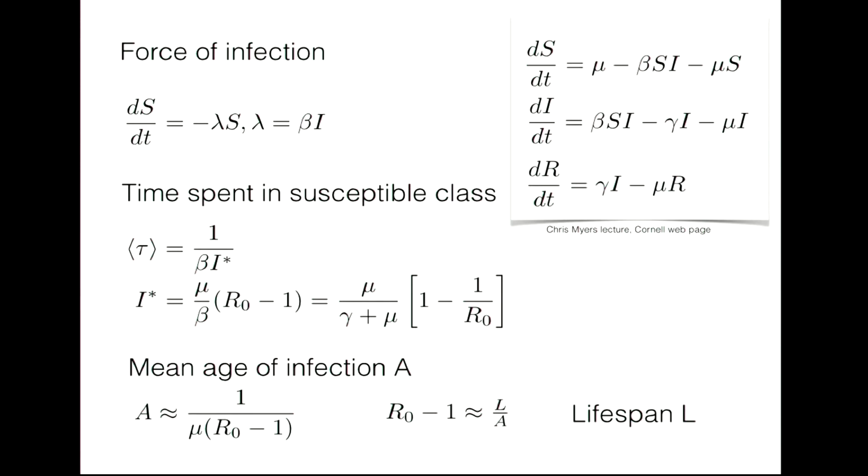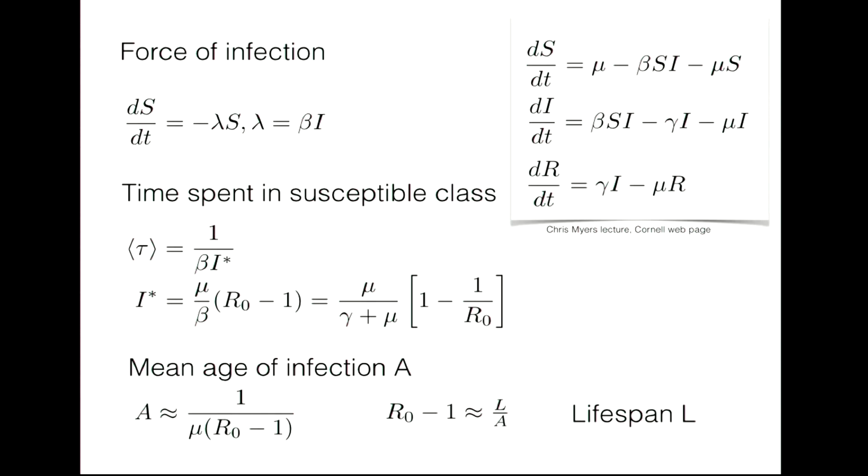Here are some more things that you can do with the model. The force of infection, as I said, is dS/dt = -λS, where λ is βI/N in the standard incidence model. The time spent in the susceptible class is the inverse, 1/(βI*). So from here you can calculate I* in terms of these quantities: μ/(γ+μ) times (1 - 1/R0), and the mean age of infection here is 1/(μ(R0 - 1)).